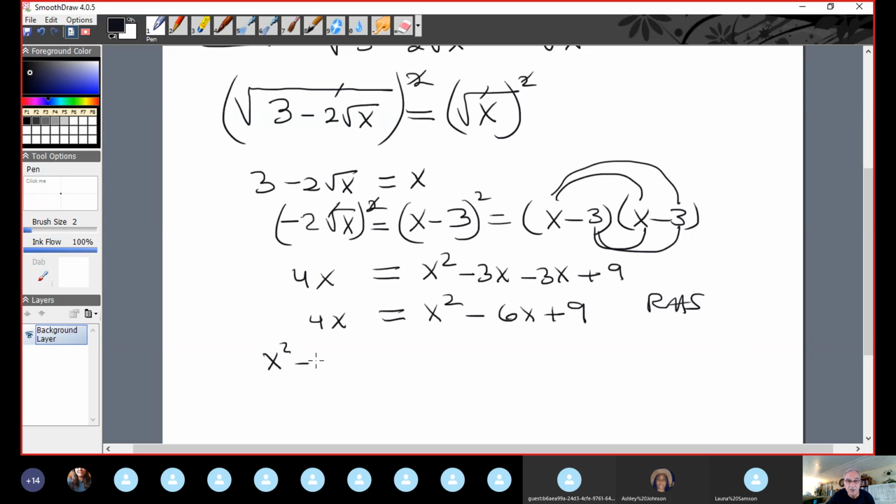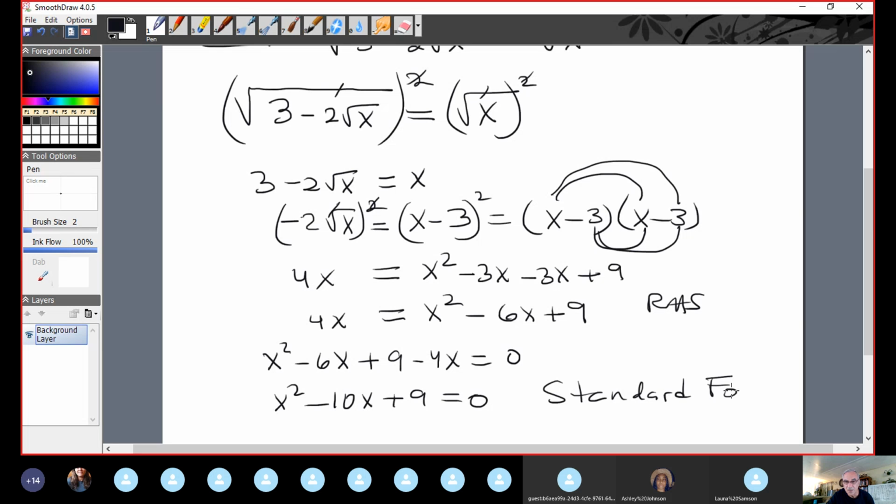You have x squared minus 6x plus 9 minus 4x equal to 0. And we combine like terms: x squared minus 10x plus 9 equals 0. This is the standard form. Guys, always standard form. You recognize this is a quadratic equation. What is the clue that gives me the information that it's quadratic? Exponent 2. But for solving any quadratic equation, definitely you need to express it in a standard form. And this is the standard form.